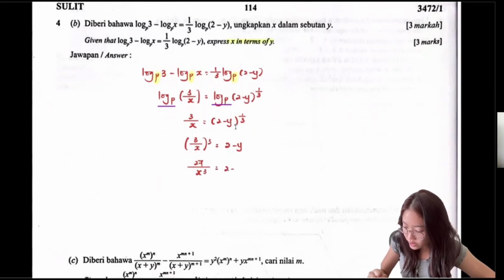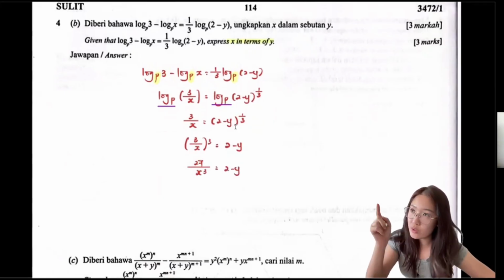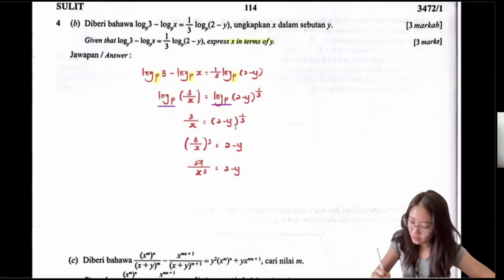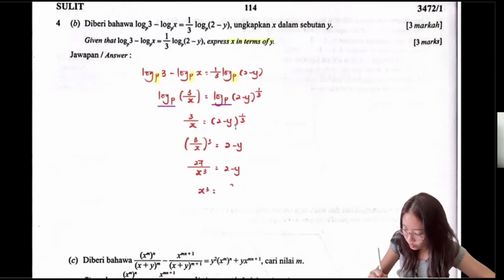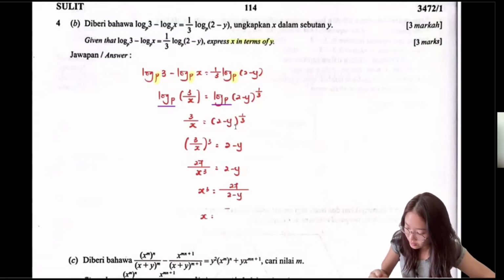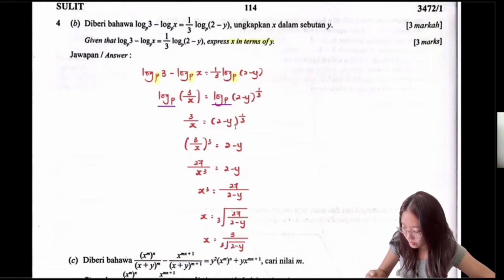So when you have fraction, when you're powering, right, guys, you have to power to the numerator and also the denominator. Okay, x becomes the subject, so 27 over 2 minus y. Okay, then move back the cube to cube root. So on top 27, yes, you can cube root. So it becomes 3. At the bottom, you can't cube root. Okay, you just remain it as cube root of 2 minus y.